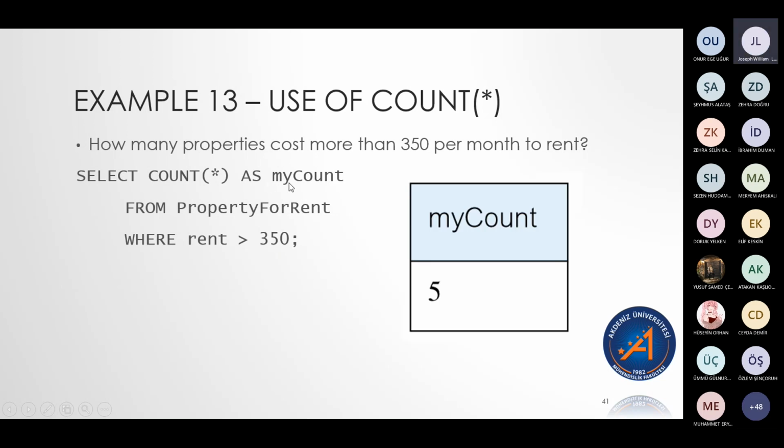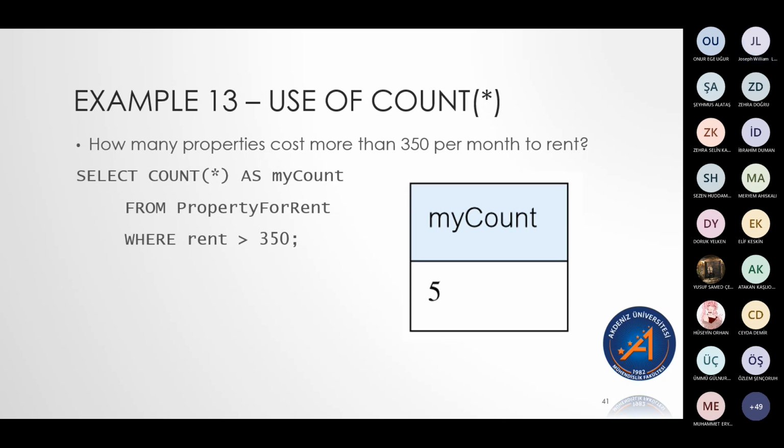We get an alias, right? We get a column name and a value. Notice we don't know anything about the properties that have rent greater than 350. Is it a flat? Is it a house? Is it an apartment? Is it something else? We don't know, right?